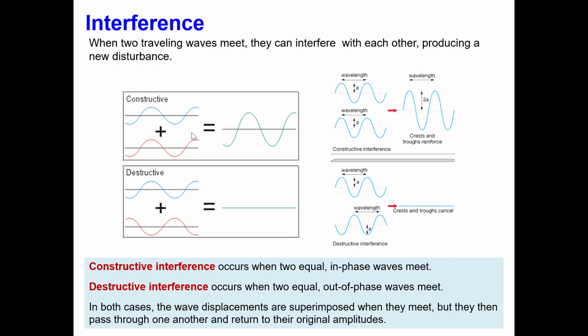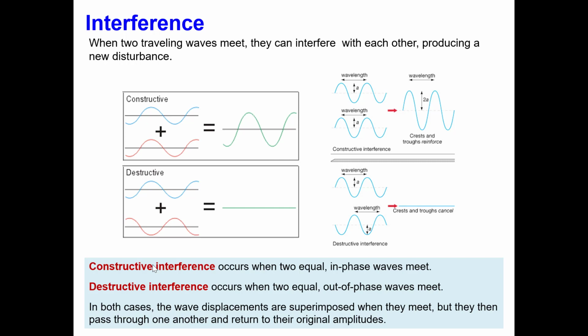And what happens if two in-phase waves interact? Then we will have a new wave with crest and trough reinforced, and we will have a new wave with double the amplitude.